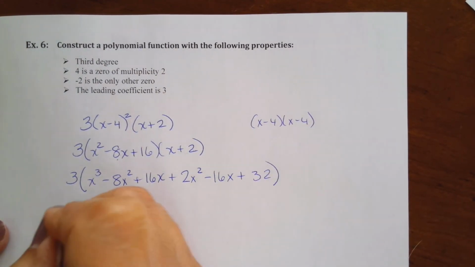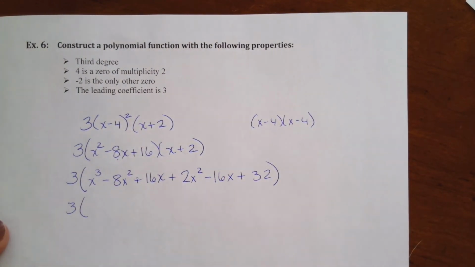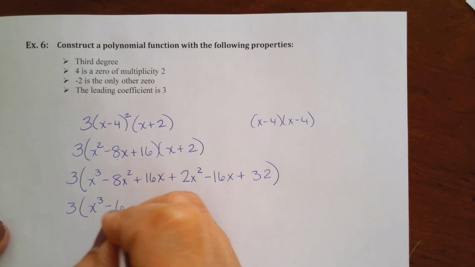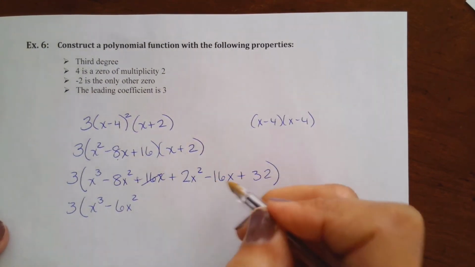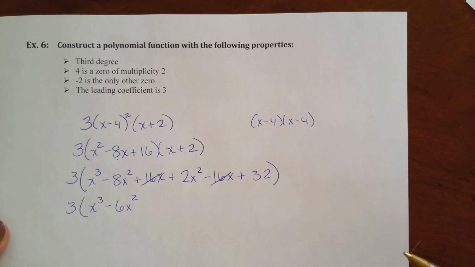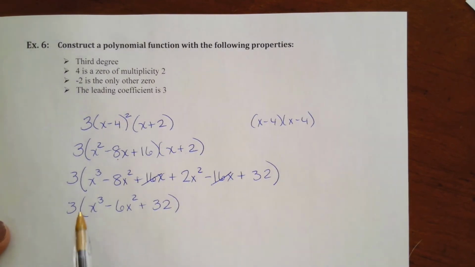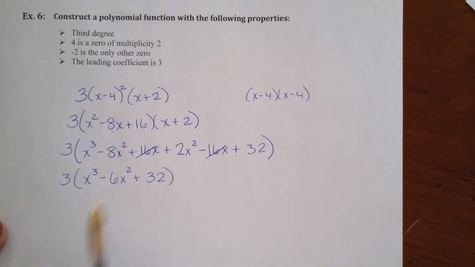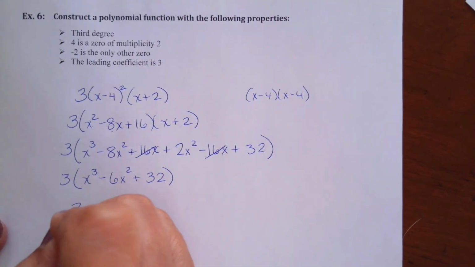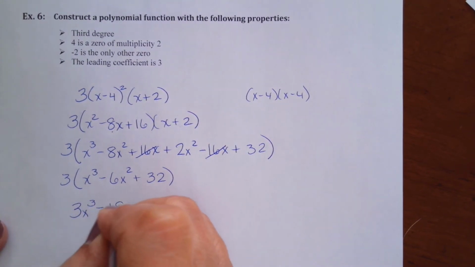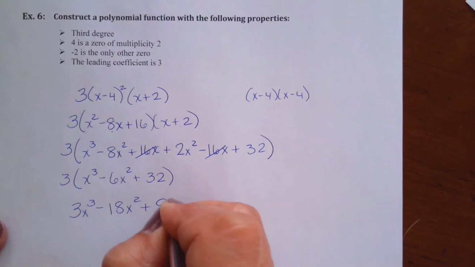And again, before I do that 3, I'm going to add my like terms. So there's no other x cubed. But I've got a negative 8x squared and a positive 2x squared, which is a negative 6x squared. I've got a 16x and a minus 16x, which is 0, and then plus 32. Okay, so I just added. I'm making it a little bit easier. And you could have multiplied the 3 through first, but I just like to leave that out there. And lastly will be to multiply the 3. So 3x cubed minus 18x squared plus 96.